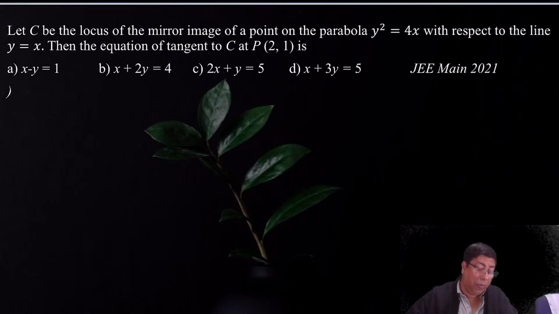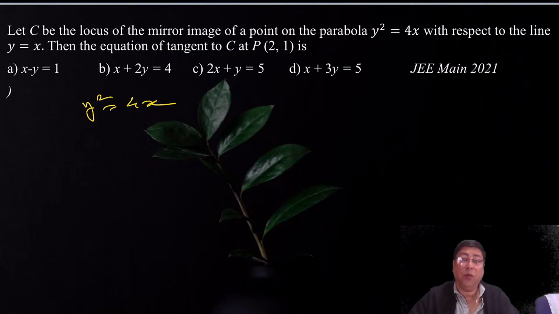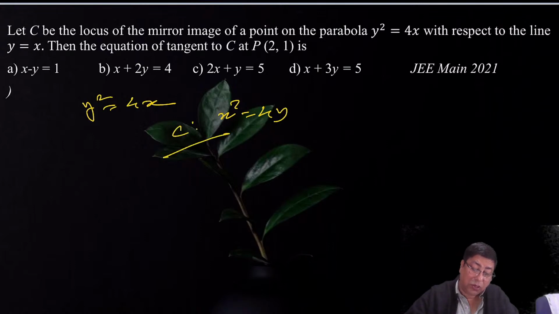What to do? First of all, the equation of the parabola is y square equal to 4x. So curve C is the mirror image with respect to y equal to x. Y equal to x means what? Let us interchange x and y. So x square equal to 4y. This is the equation of the curve C.